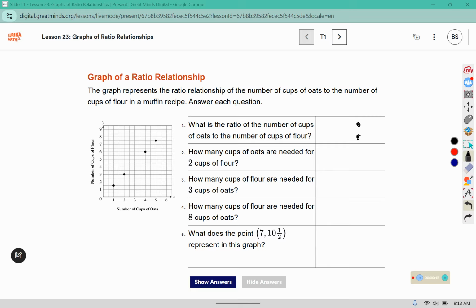And what does the point 7, 10.5 represent? Well, the x-axis is the oats, so this is 7 cups of oats. And the y-axis is the cups of flour, so this y value is the cups of flour needed.